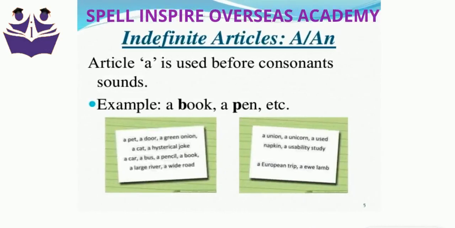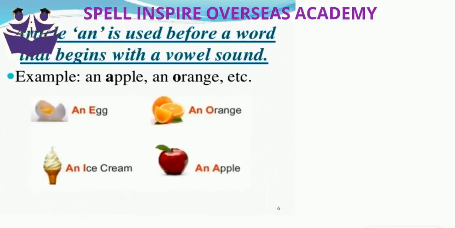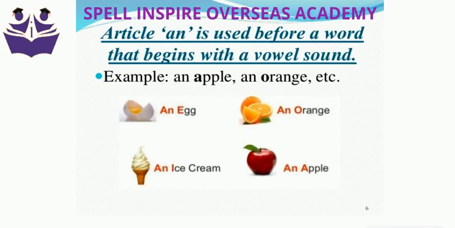Article a is used before consonant sounds: a book, a pen, etc. Article an is used before a word that begins with a vowel sound. For example, an apple, an orange, etc.